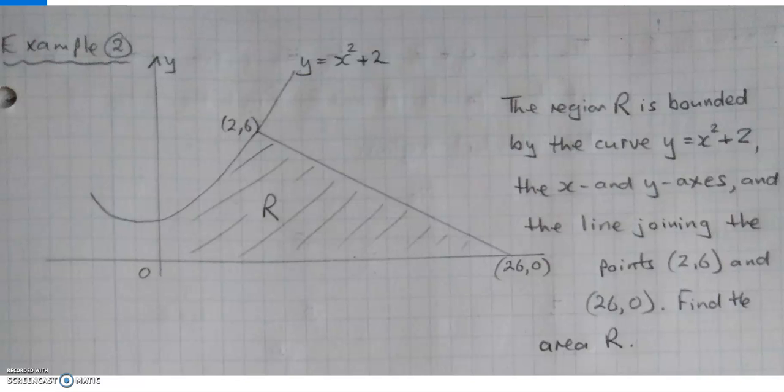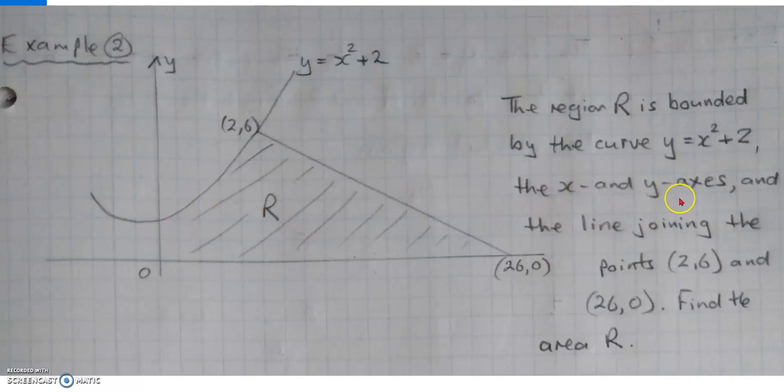Okay, this is example 2 of areas under curves and lines. Now, you're being told here that the region R is bounded by the curve y equals x squared plus 2. There's the curve. Bounded means, of course, that it's an enclosed area. So it's bounded by the curve.